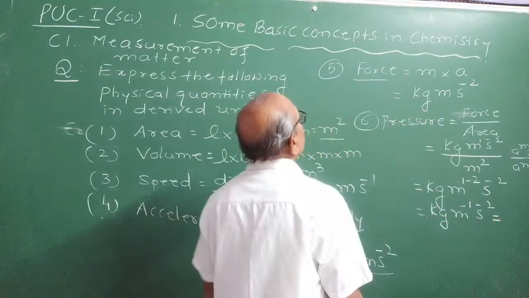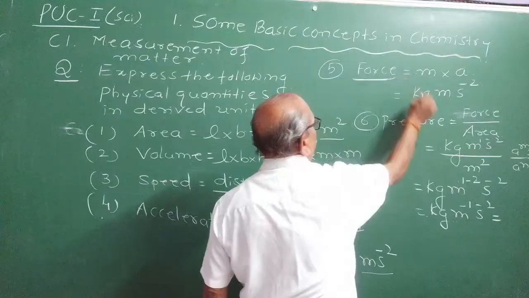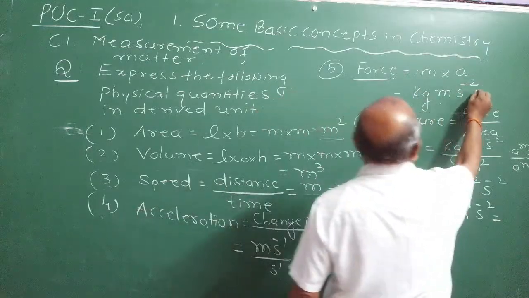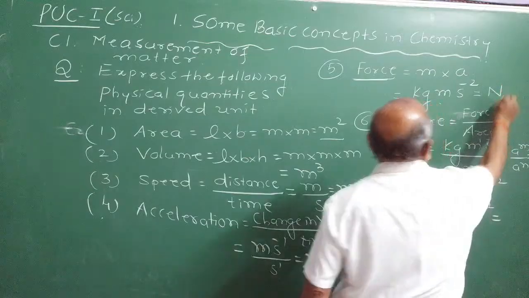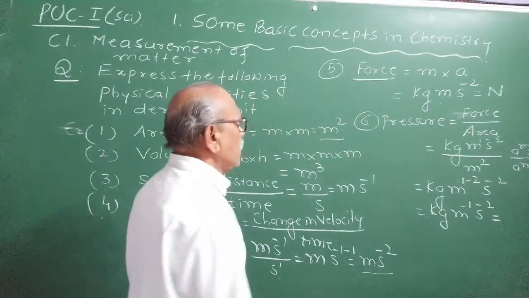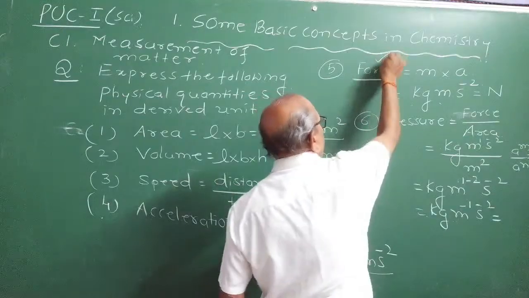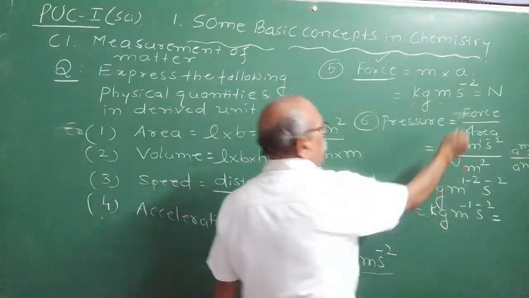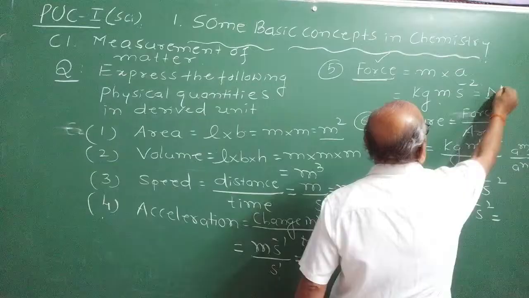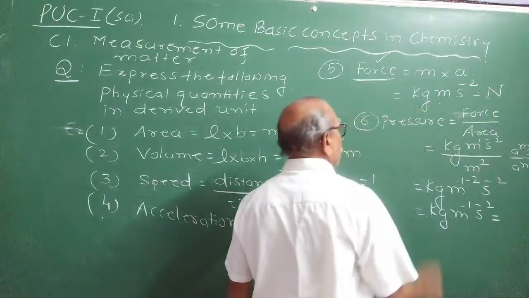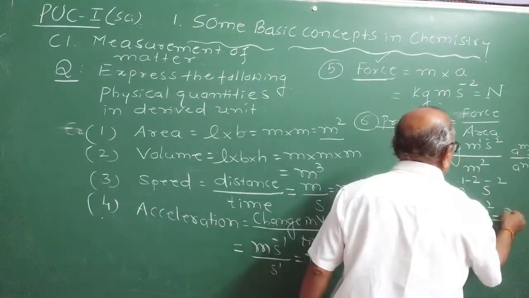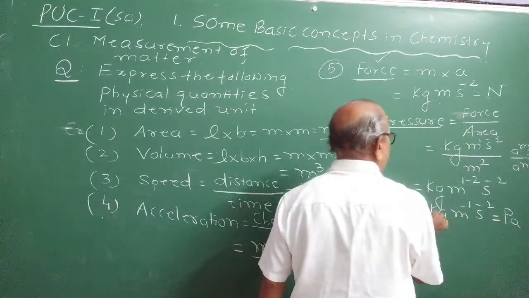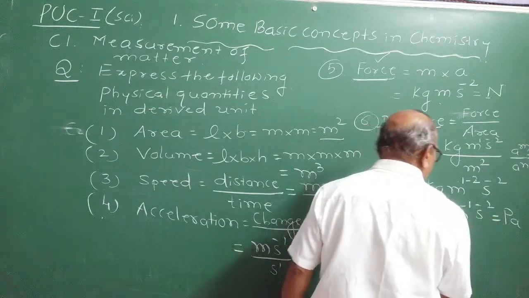Generally, the force unit is written as Newton. In honor of Newton, the SI unit of force is taken as Newton. Pressure is taken with the unit as Pascal. Kg per meter per second square can be.